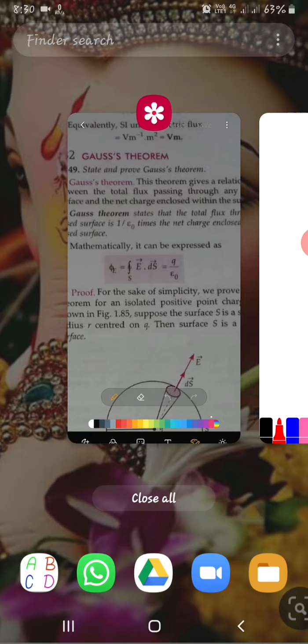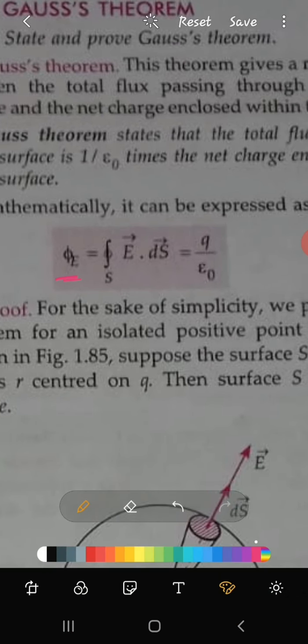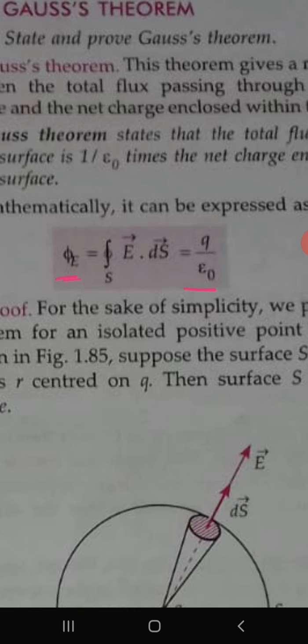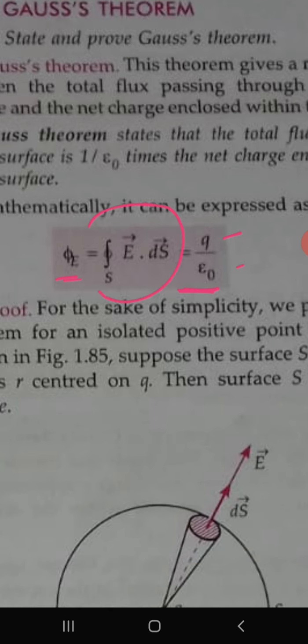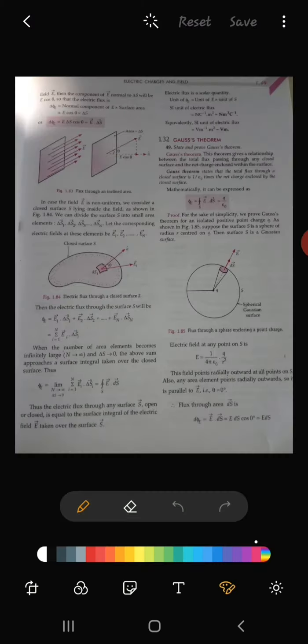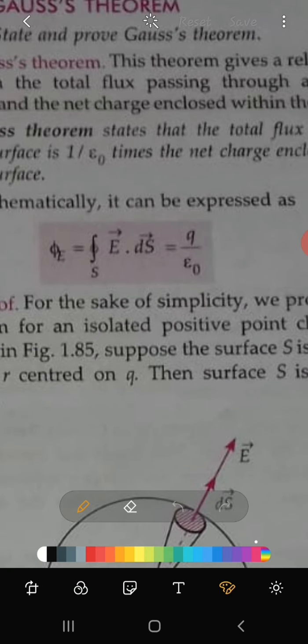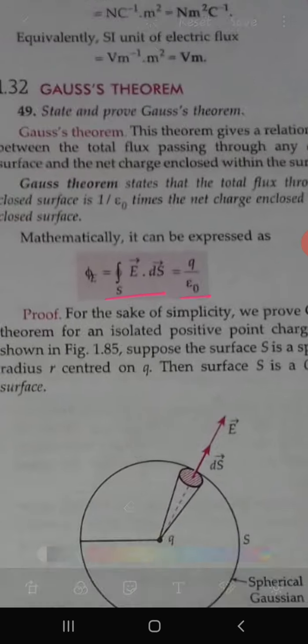So here we can see electric flux is equal to 1 upon epsilon naught times the total charge, that is q upon epsilon naught, and phi is nothing but this closed surface integral of E dot dS. So combinedly we can write phi E is equal to this is equal to this. So we'll go for the proof.